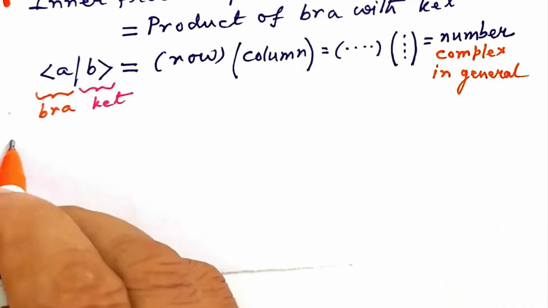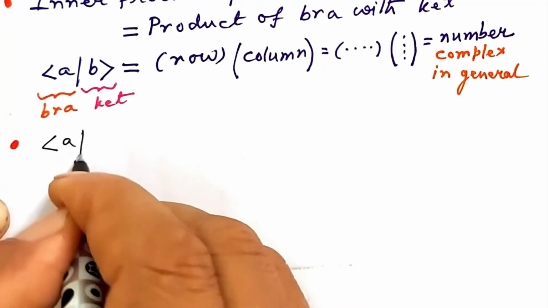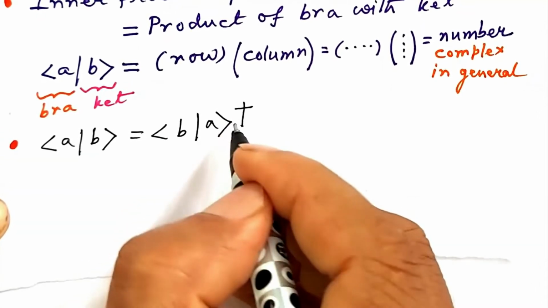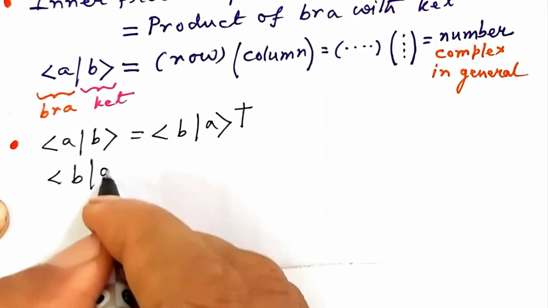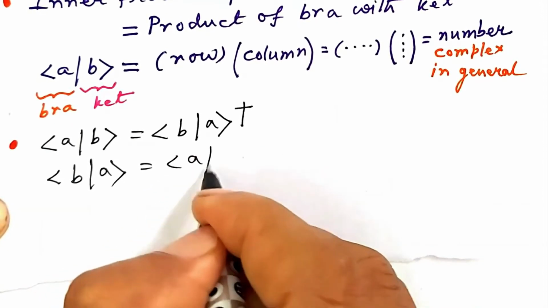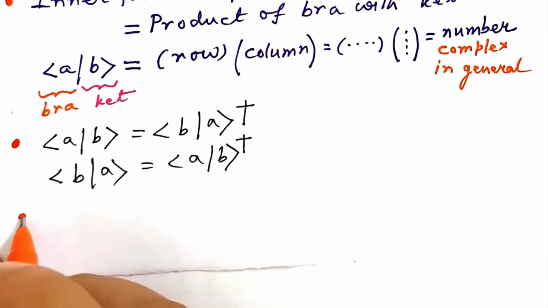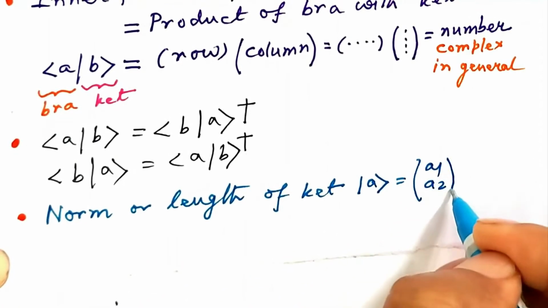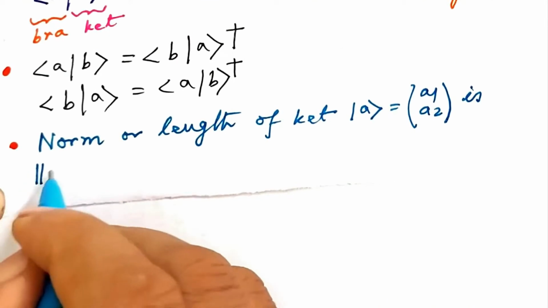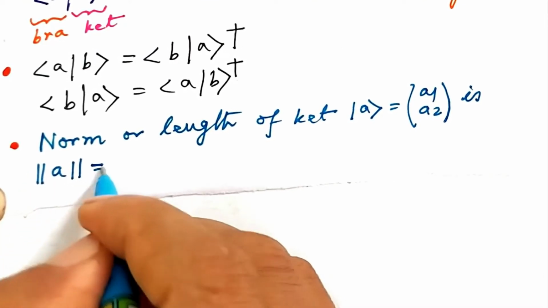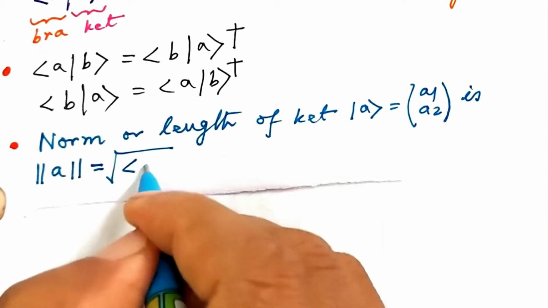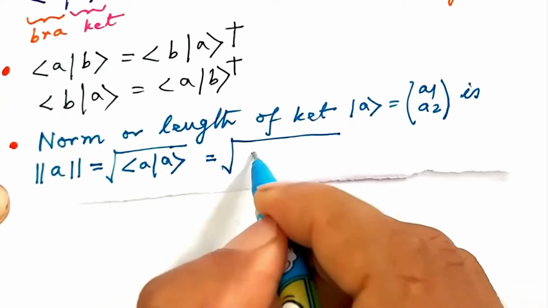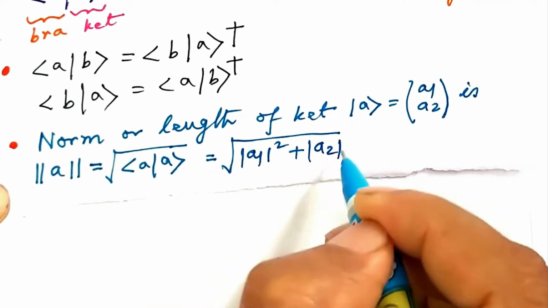in general. The inner product bra A ket B is the dagger of the inner product bra B ket A, and the inner product bra B ket A is the dagger of the inner product bra A ket B. Norm or length of ket A equal to column A1 A2 is denoted by the symbol A between two vertical bars on either side. It is under root the inner product of bra A with ket A and turns out to be under root mod A1 square plus mod A2 square.